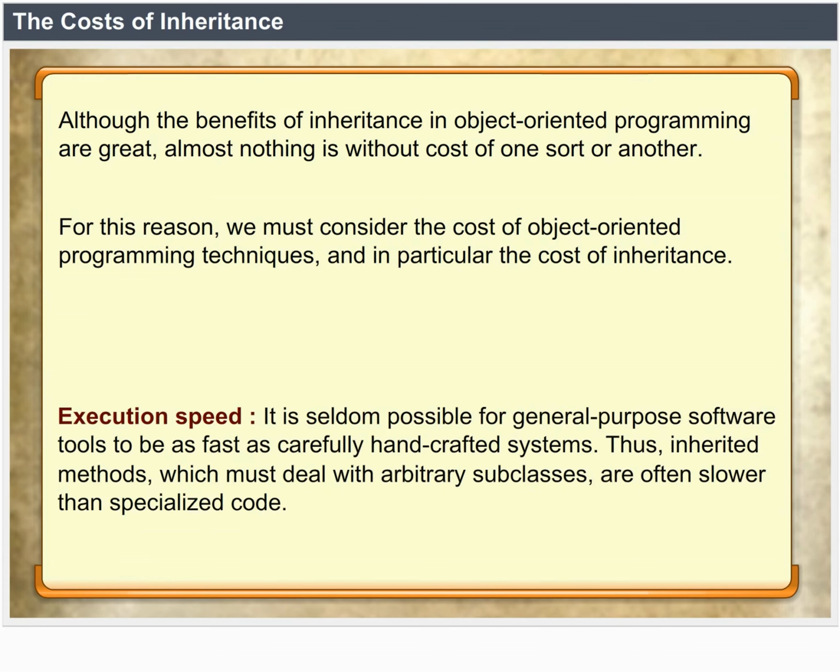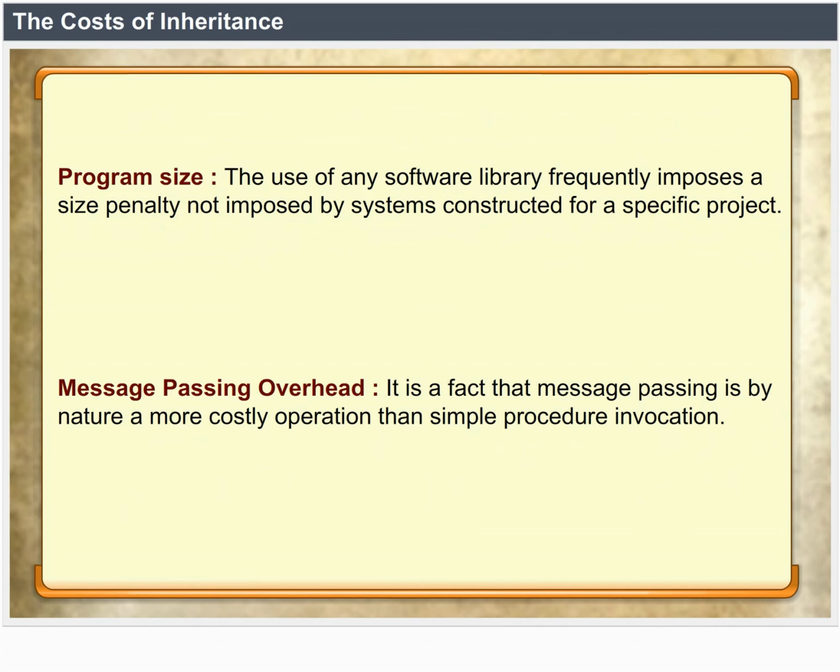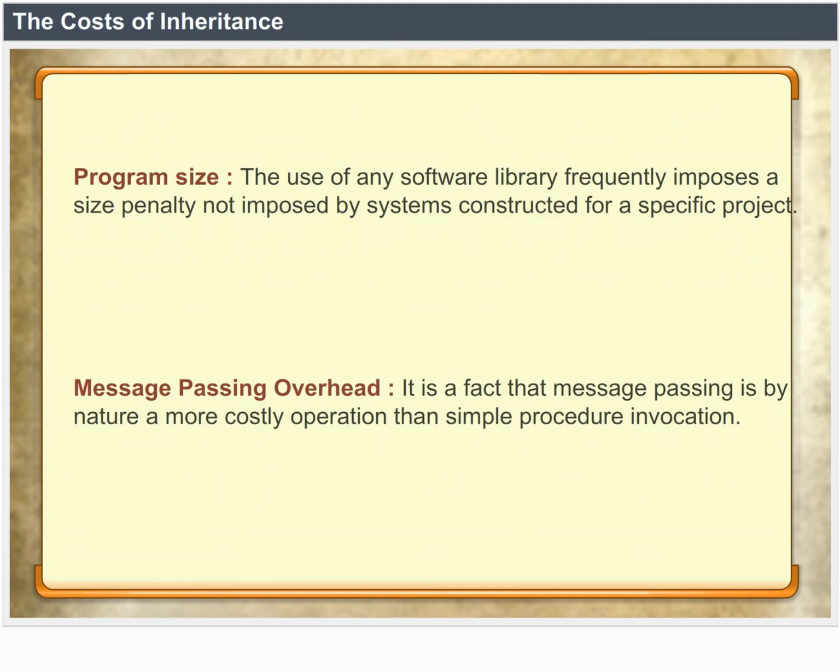It is seldom possible for general-purpose software tools to be as fast as carefully hand-crafted systems. Thus, inherited methods, which must deal with arbitrary subclasses, are often slower than specialized code. Program size. The use of any software library frequently imposes a size penalty not imposed by systems constructed for a specific project. Message passing overhead.